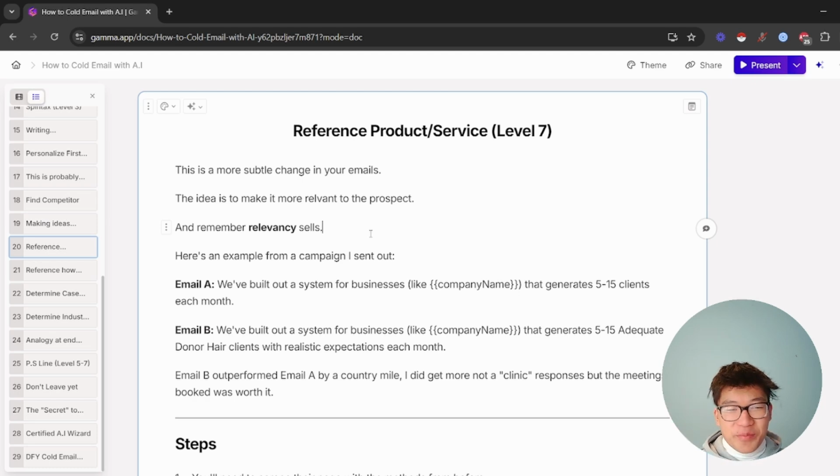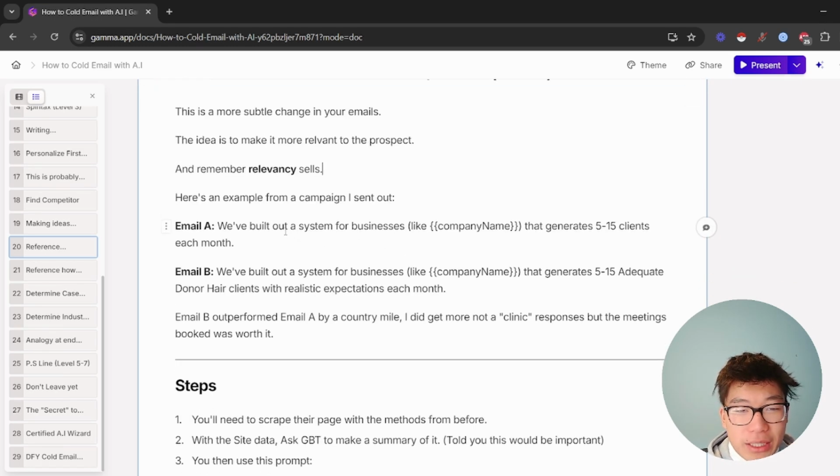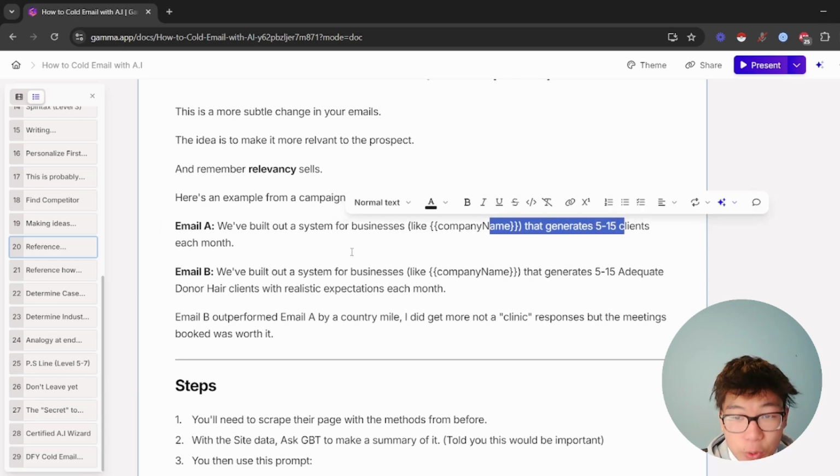That's some good water. So here's an example from a campaign I sent out. Email A: We've built out a system for businesses like [company name] that generates 5 to 15 adequate clients each month. Email B: We've built out a system for businesses like [company name] that generates 5 to 15 adequate clients with realistic expectations each month. Email B outperformed email A by a country mile.